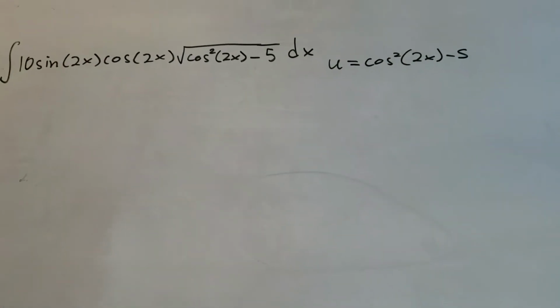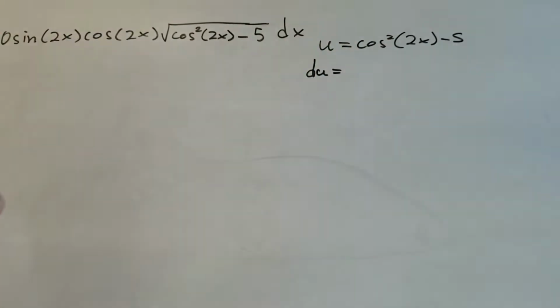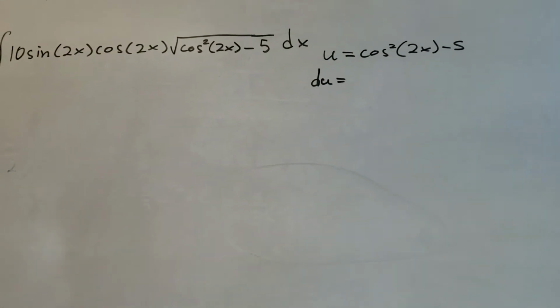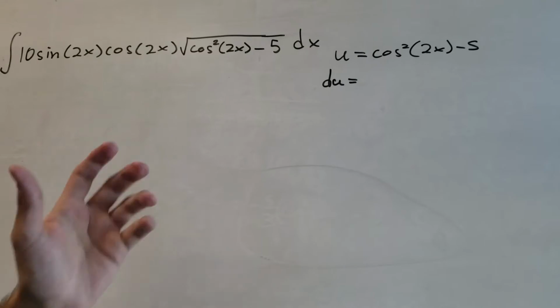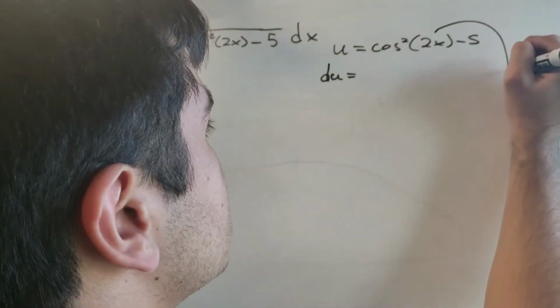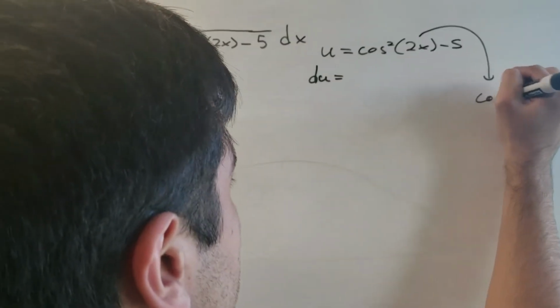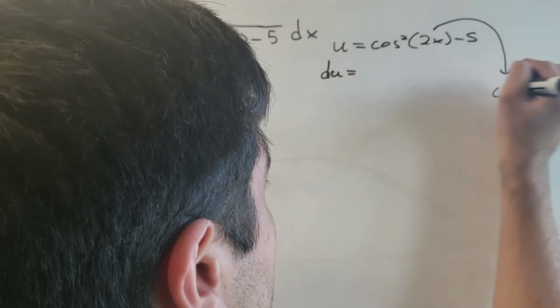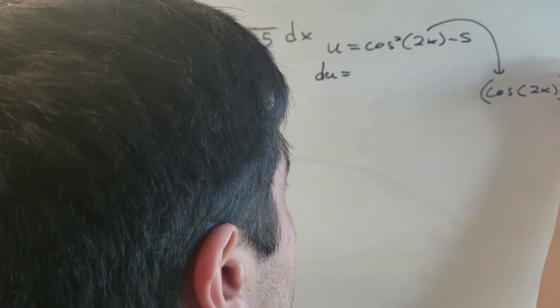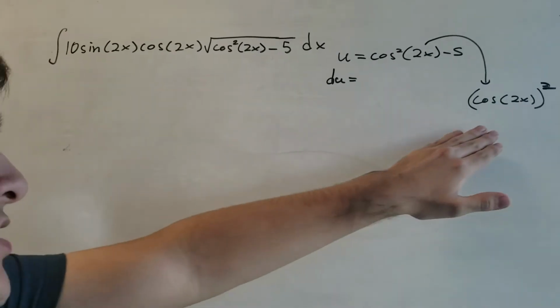Now that we picked u, let's find the derivative of that. So our du is going to be, and be careful with this because we're actually going to use the chain rule twice. First of all, let me just write it out. This cosine squared actually means cosine of 2x, squared. That's what it actually means.